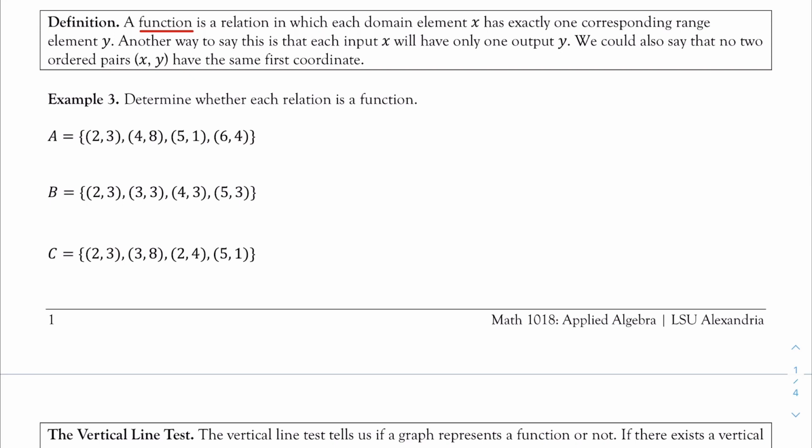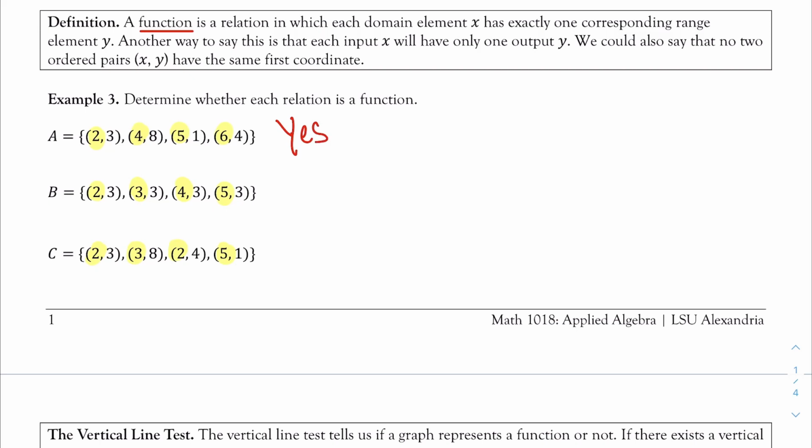So let's start with a basic relation in example 3. I have 3 relations here, and I want to figure out if these are functions or not. Remember what I said. If I have a set of ordered pairs, I am a function if all of my x values are unique. So I'm going to focus on all of my x values and highlight them for each relation. Starting off with relation A, I have 2, 4, 5, and 6. In this case, all of my x values, that is my domain elements, are unique. Since they are all unique, then yes, we are a function.